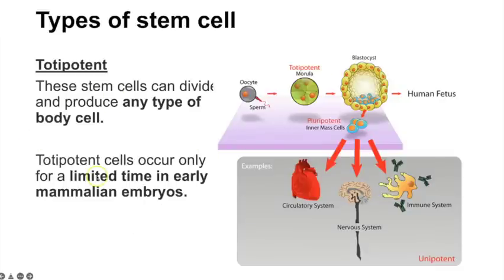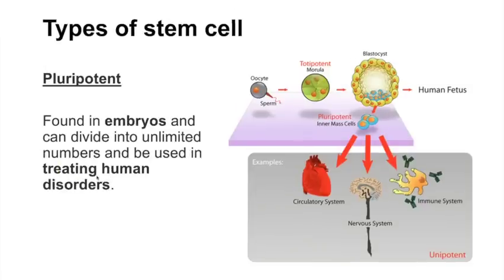And the totipotent cells occur only for a very, very limited time in the early mammalian embryos. Pluripotent stem cells are also found in embryos, and they can divide into almost every cell, but not the placenta cells. So they can divide an unlimited number of times as well, and they're used in treating human disorders.